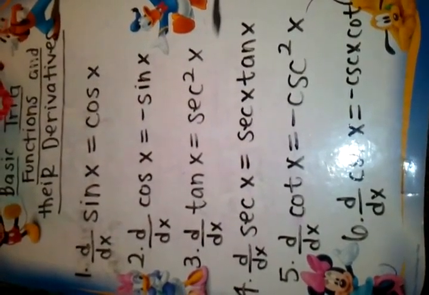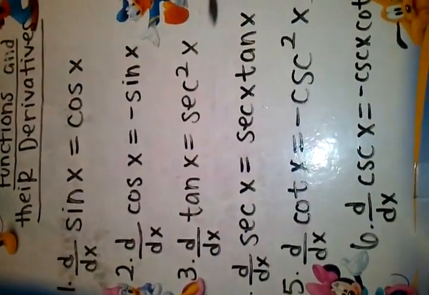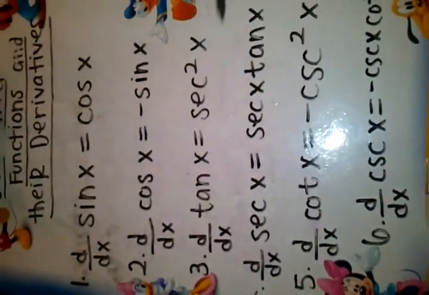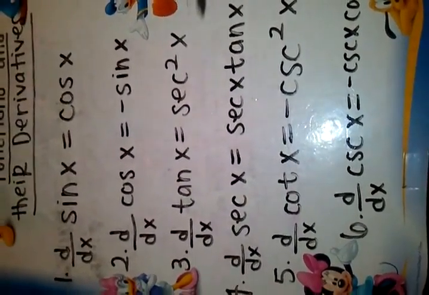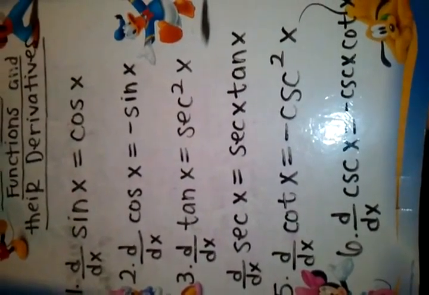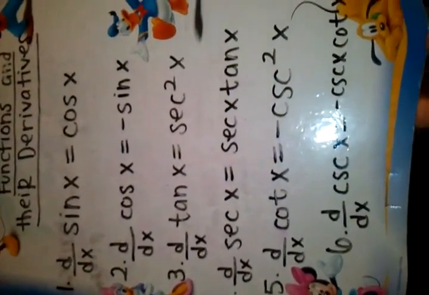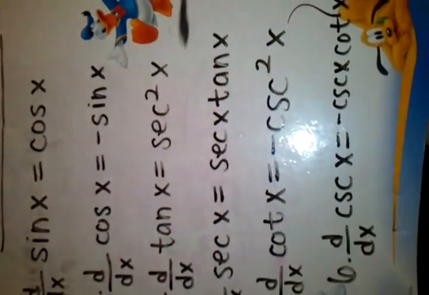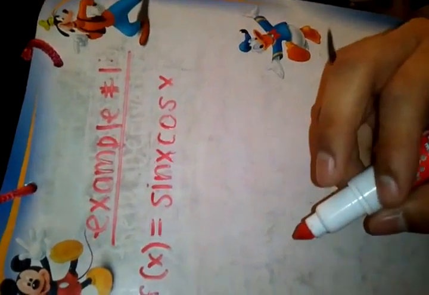The derivative of tangent x is secant squared x. The derivative of secant x is secant x tangent x. The derivative of cotangent x is negative cosecant squared x, and the derivative of cosecant x is equal to negative cosecant x cotangent x.